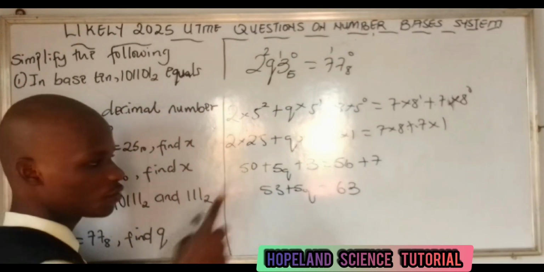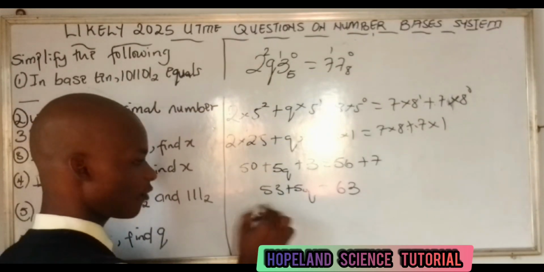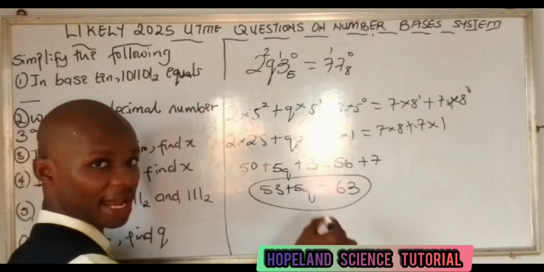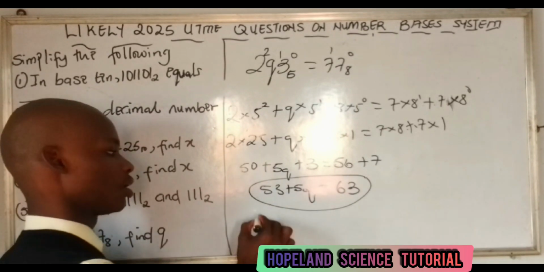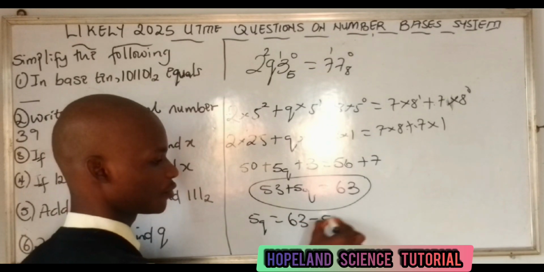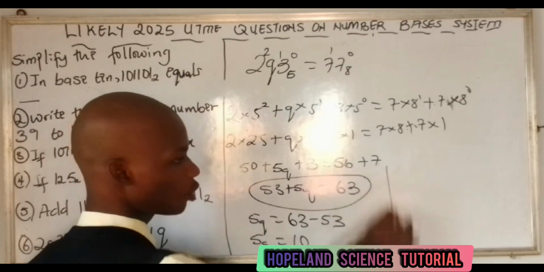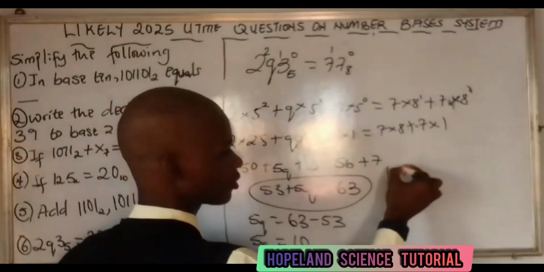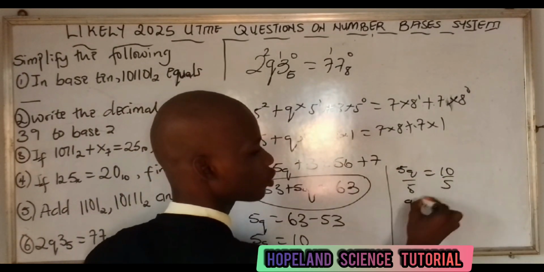So from this place, what we are going to do is simple, is to collect like terms. Of course, this already is a linear equation, so we can simplify further by making q the subject of the formula. So 5q is equal to 63 minus 53, that gives us 5q is equal to 10. What I'm going to do here is divide both sides by 5. Dividing both sides by 5, we will have q is equal to 2.